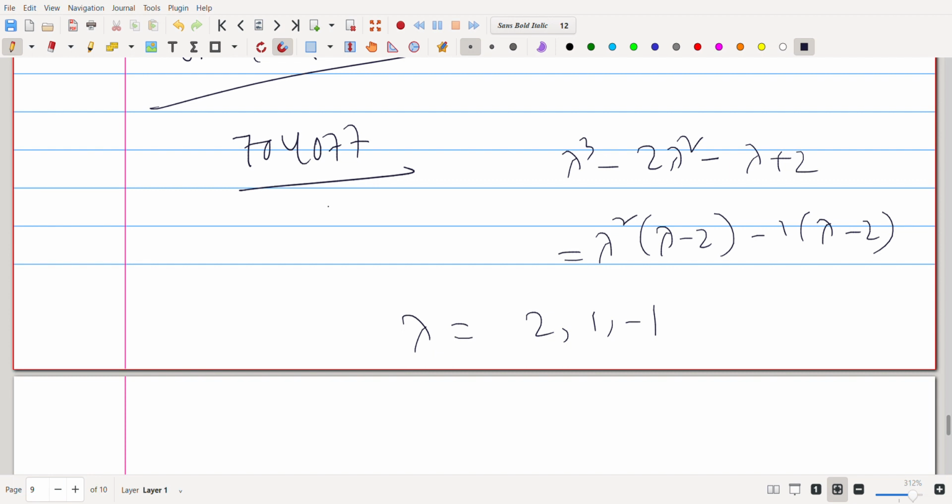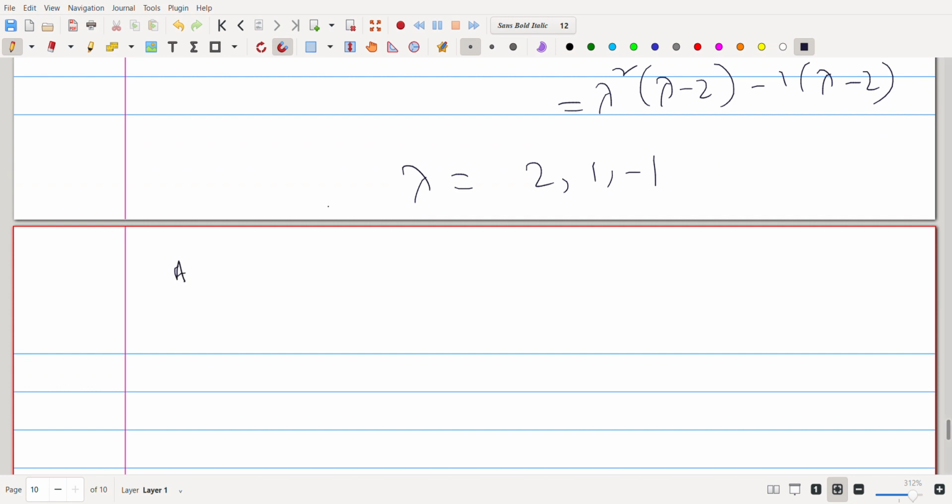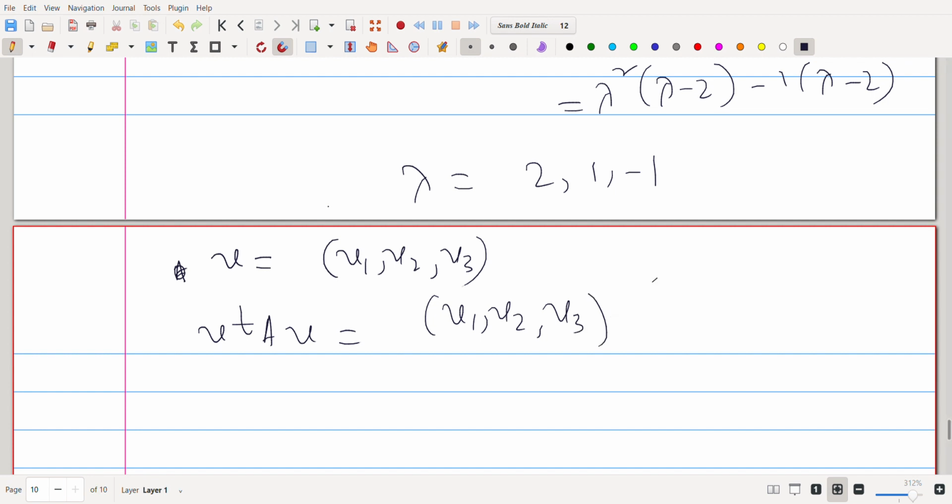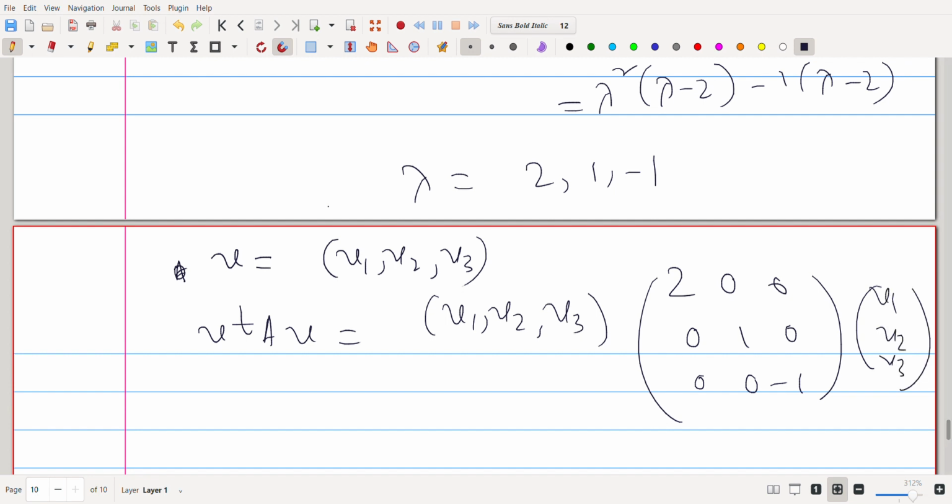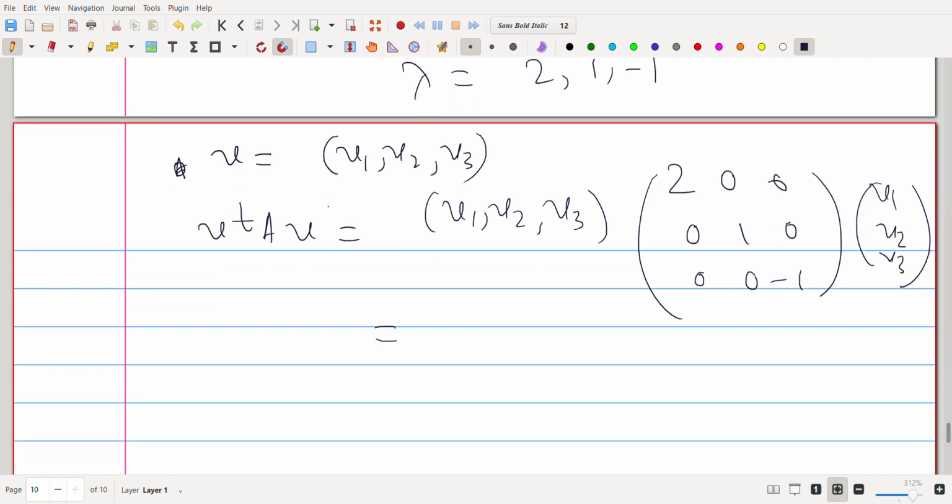So rank is 3. And there exists a non-zero vector V in R3 such that the bilinear form V transpose AV, so let V equal to V1, V2, V3, right? So V transpose AV equals V1, V2, V3 times the matrix 2, 0, 0, 0, 1, 0, 0, 0, minus 1, times V1, V2, V3. So it's the same as 2 V1 square plus V2 square minus V3 square.